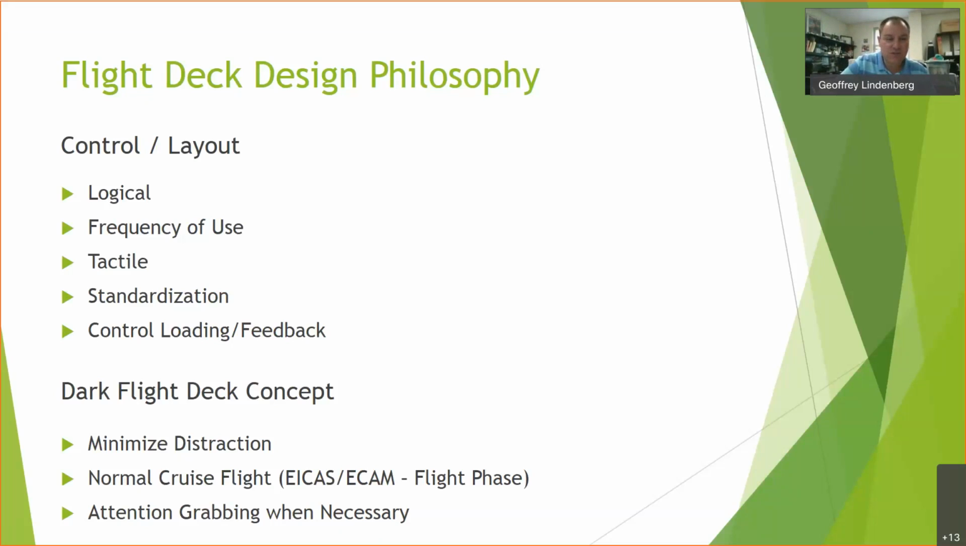And then standardization. How about, we're going to leave off today. I'll pick this up next time.